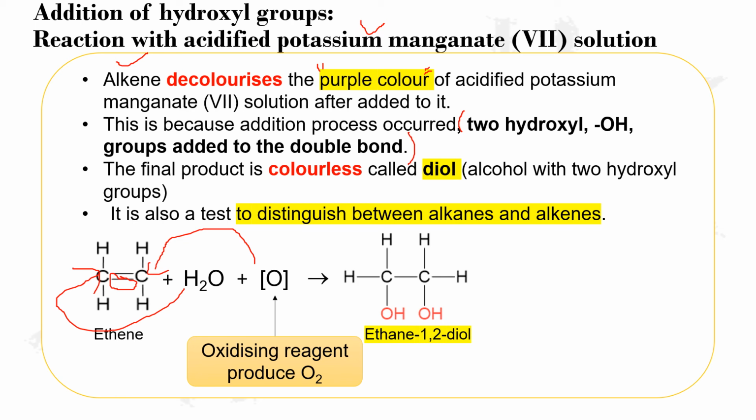Okay, and you need to be careful when you write the chemical equation because you need to have this part. This one is the oxidizing reagent, which is the acidified potassium manganate, which produces O2. So you only have another OH group after in the water.